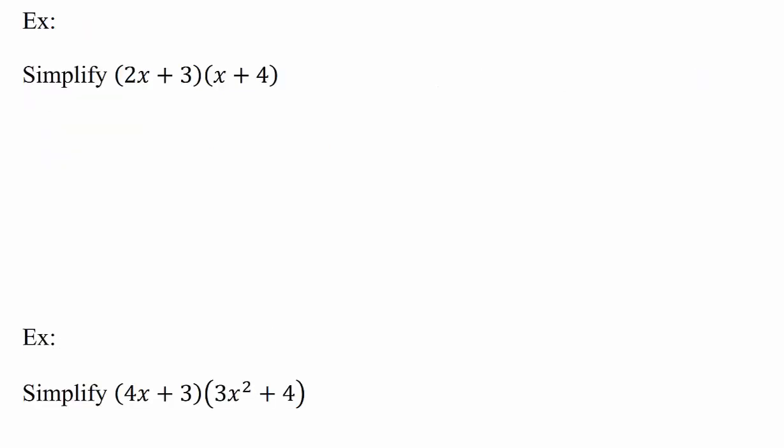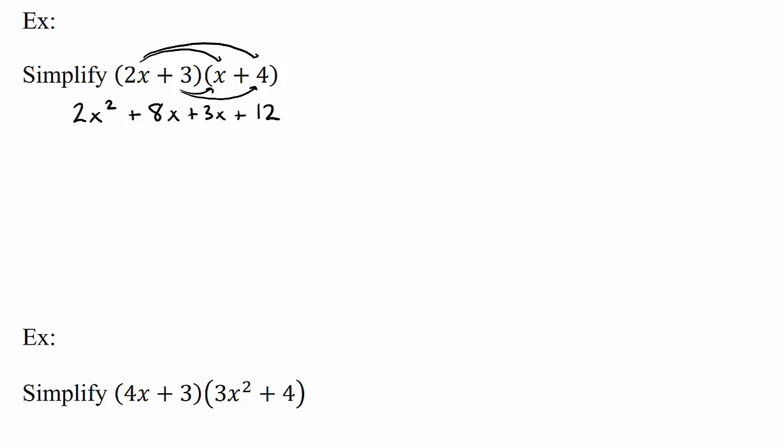In this first example, we're going to take 2x and distribute it over both terms. So 2x times x is going to be 2x squared. 2x times 4 is going to be 8x. Then we're going to distribute the 3 over. So 3 times x is 3x, and 3 times 4 is 12.